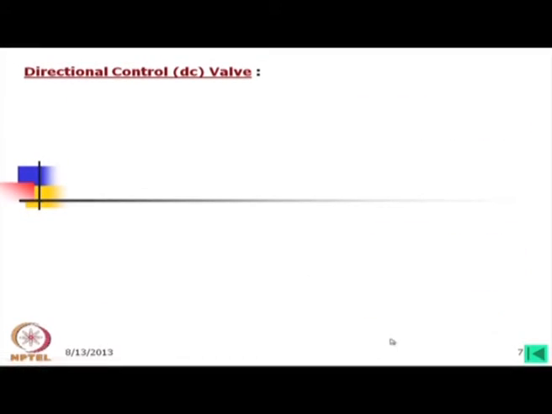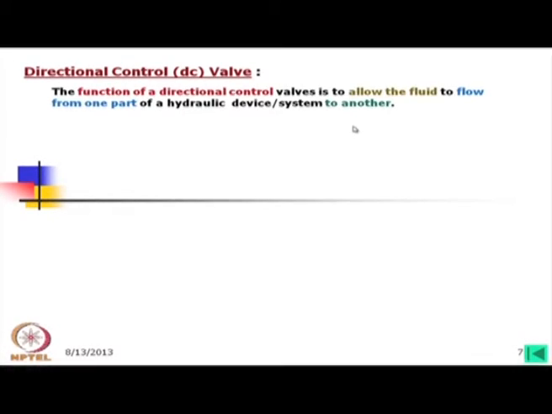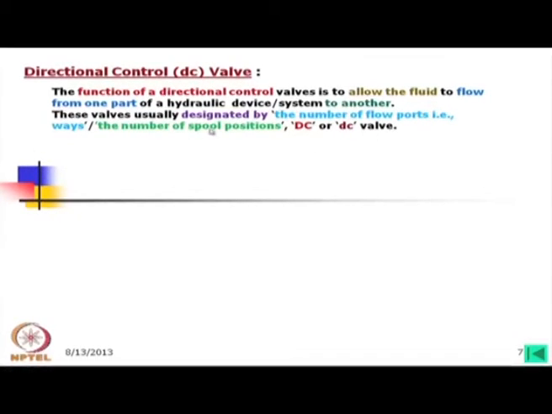Now, we will come to the direction control valve. In my earlier lecture, I have already discussed a little bit about the direction control valve. This is the most essential component in any hydraulic circuit. The function of directional control valves is to allow the fluid to flow from one part of a hydraulic system to another.